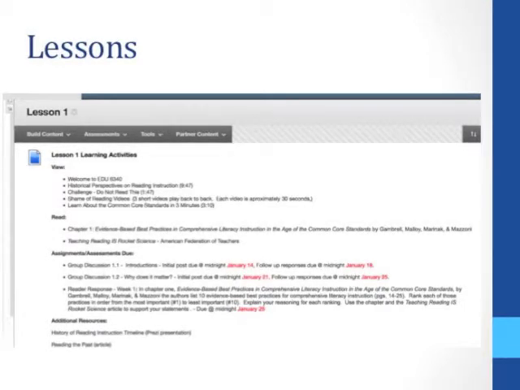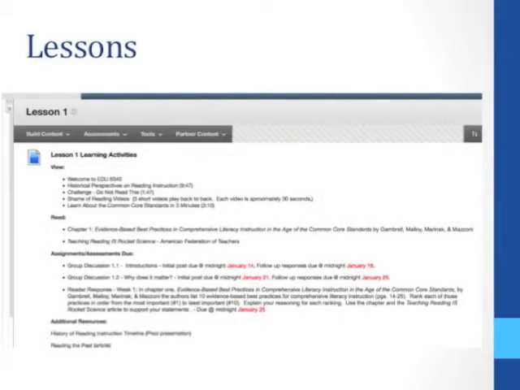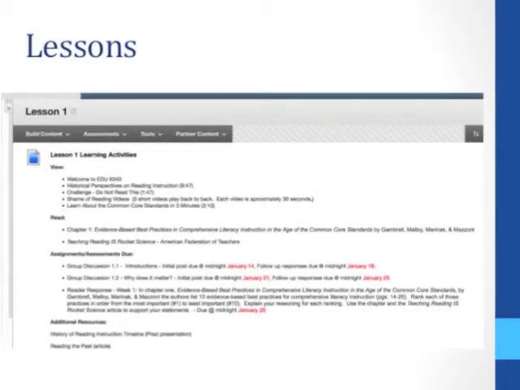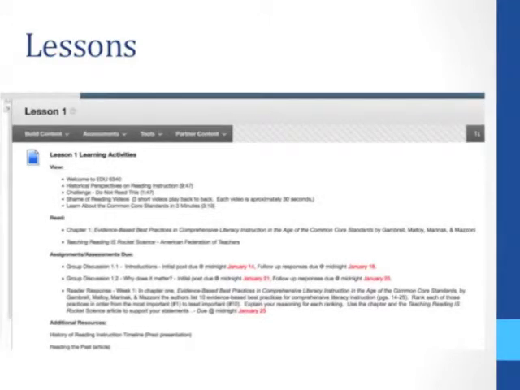The last part is something called additional resources. These are not mandatory, you don't have to do these, but sometimes it's interesting to learn a little bit more about things. So for example, in this first lesson, I have an article that talks more about the history of reading instruction, and also a Prezi presentation that gives a really nice overview too. So I will provide those. If you find that you need a little more information or you'd like a little more information, that's a great place to go. But don't feel like you have to read those if you have a solid understanding of the idea or you just don't have the time.